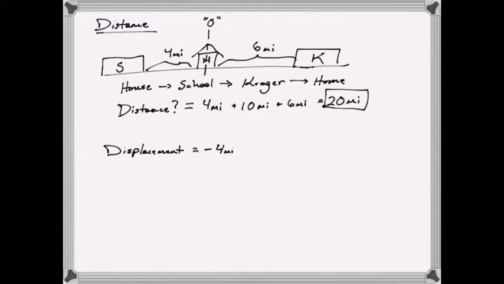From there, we went 10 miles to the right. So that's a positive 10 miles. Now, once we got to Kroger, and we went back home, that's another 6 miles to the left. So it is also negative. Now, when we work this out, we get a total displacement of 0 miles.